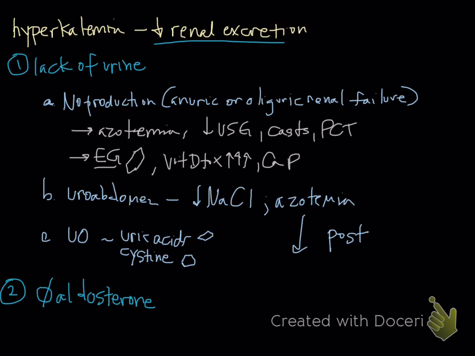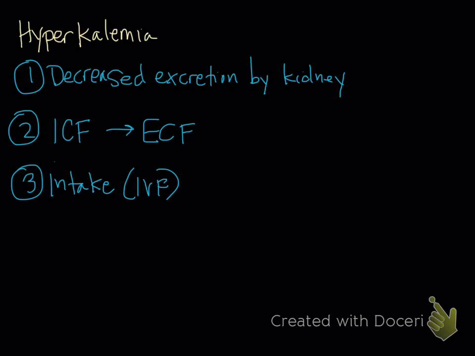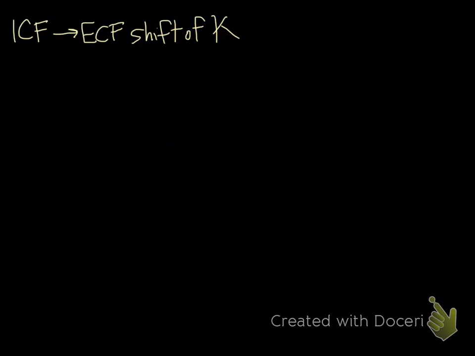So if decreased renal excretion was, of course, our first, so we did decreased renal excretion by the kidney. Now we're going to do our intracellular to extracellular shift. So we see a couple big things, and one of these is going to be acidemia. So remember, potassium normally lives in the cell. So with acidemia, acidemia means acidic blood. And so there's too many hydrogen ions, right?